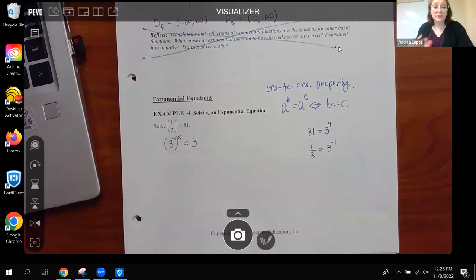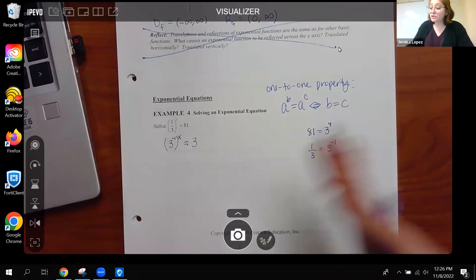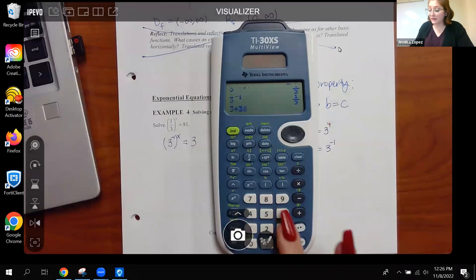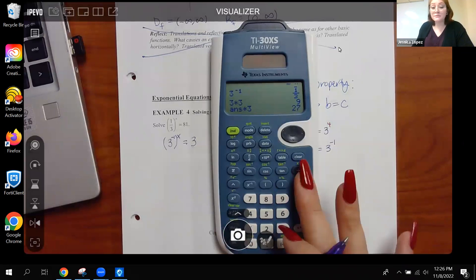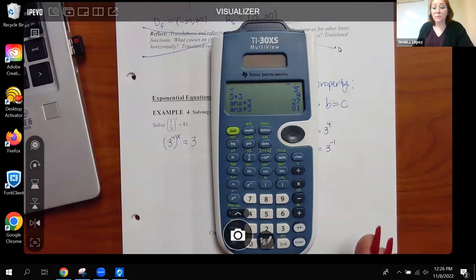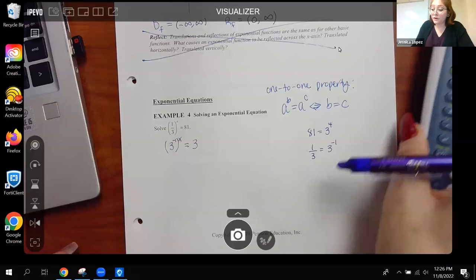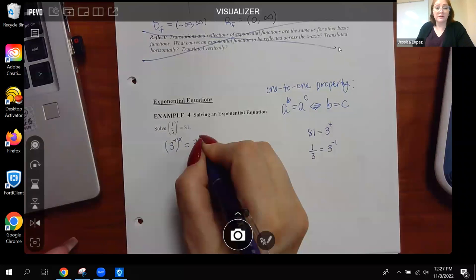And if you don't know that it's 3 to the fourth power, just do it in your calculator. So 3 times 3 is 9, times a third 3 is 27, times a fourth 3 is 81. So 3 to the fourth power should be 81. And so you can kind of figure it out using your calculator.